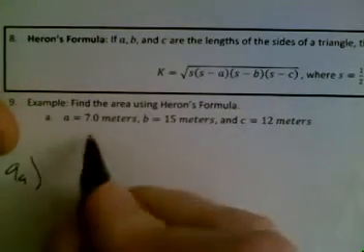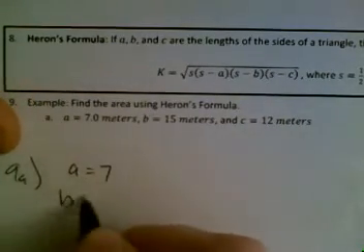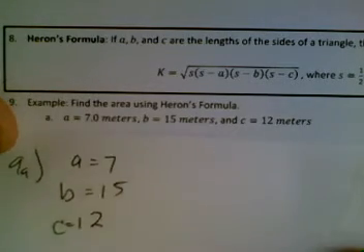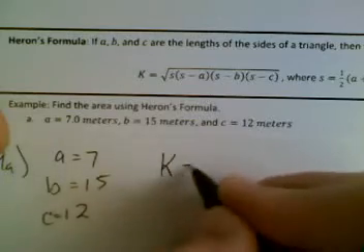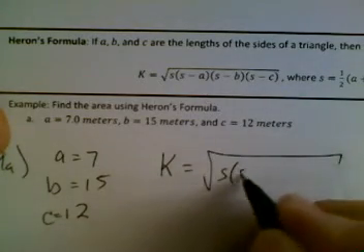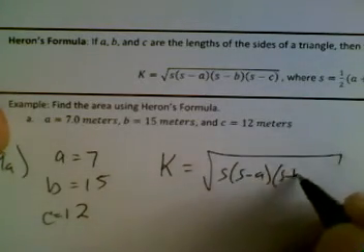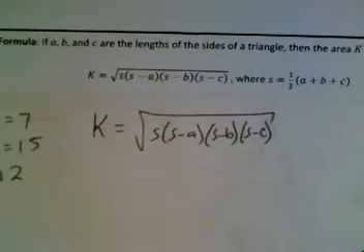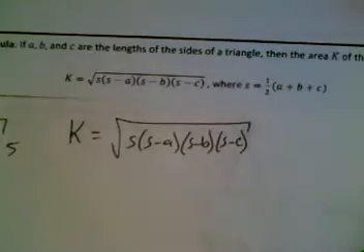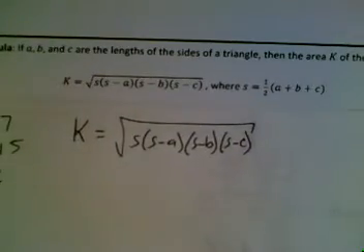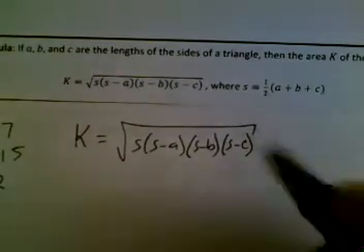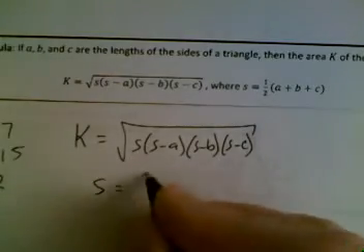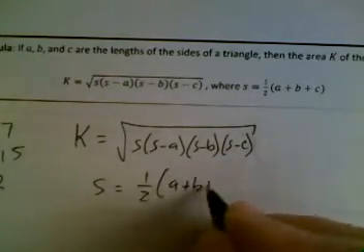They gave me A is 7, B is 15, and C is 12. I want to find the area. The area is supposed to be the square root of S times S minus A, S minus B, and S minus C. Again, there is a proof for this. We're not going to work through the proof. Let's just make sure we understand how to use the formula we're given. This isn't going to come up very often after this. S is equal to 1/2 times A plus B plus C.